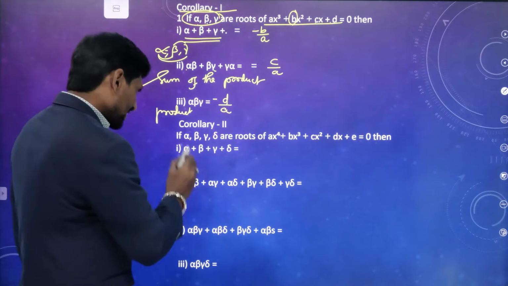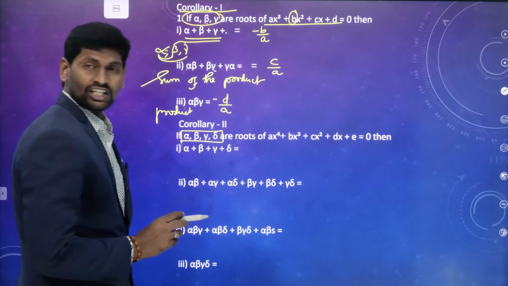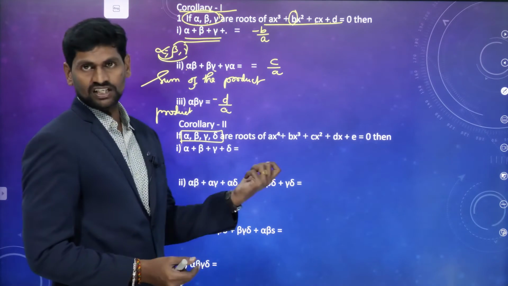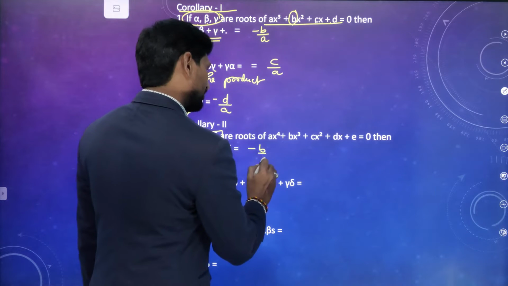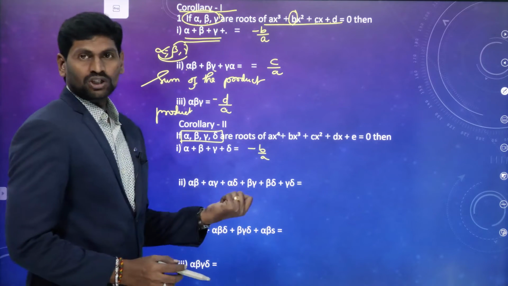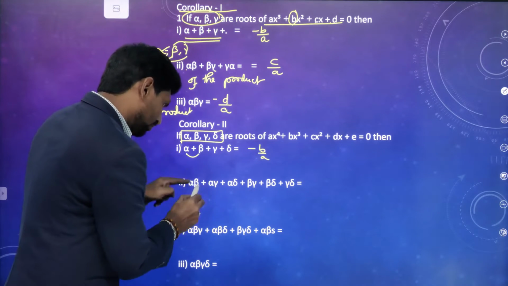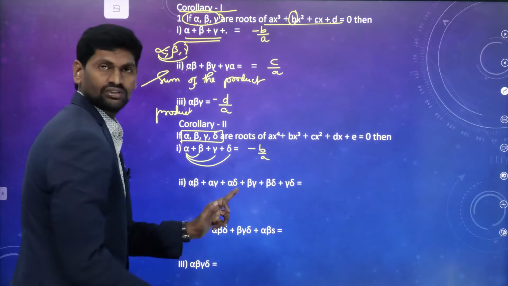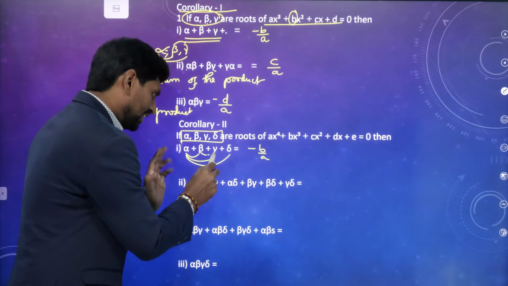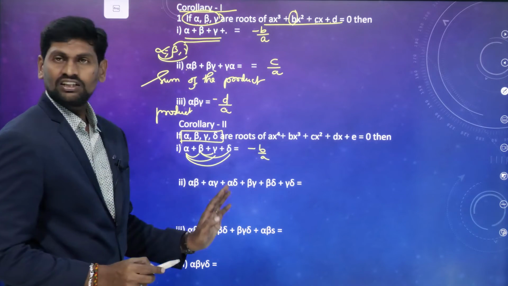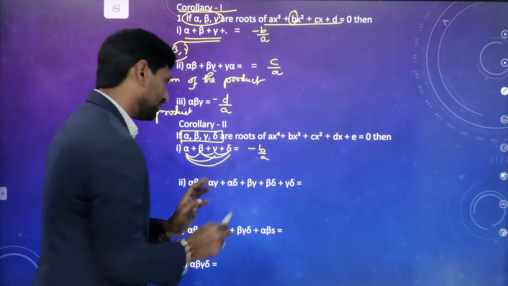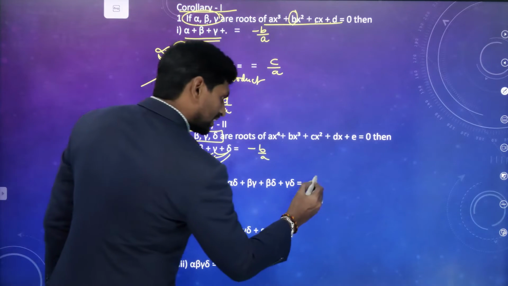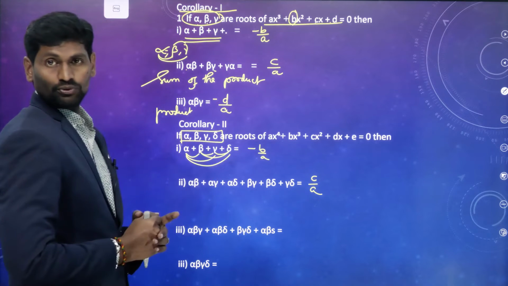Now, in case we have 4 roots, the sum of roots is the sum of all roots, alpha plus beta plus gamma plus delta, equals minus b by a. For the sum of the product of roots, 4 roots are there: alpha into beta, alpha into gamma, alpha into delta. With alpha I have multiplied 3 of them. Alpha is completed. Now beta into gamma, beta into delta, that is also completed. Next, gamma into delta. So 1, 2, 3, 4, 5, 6 terms will come. Minus b by a is already done. Next, c by a, the sum of the product of roots.